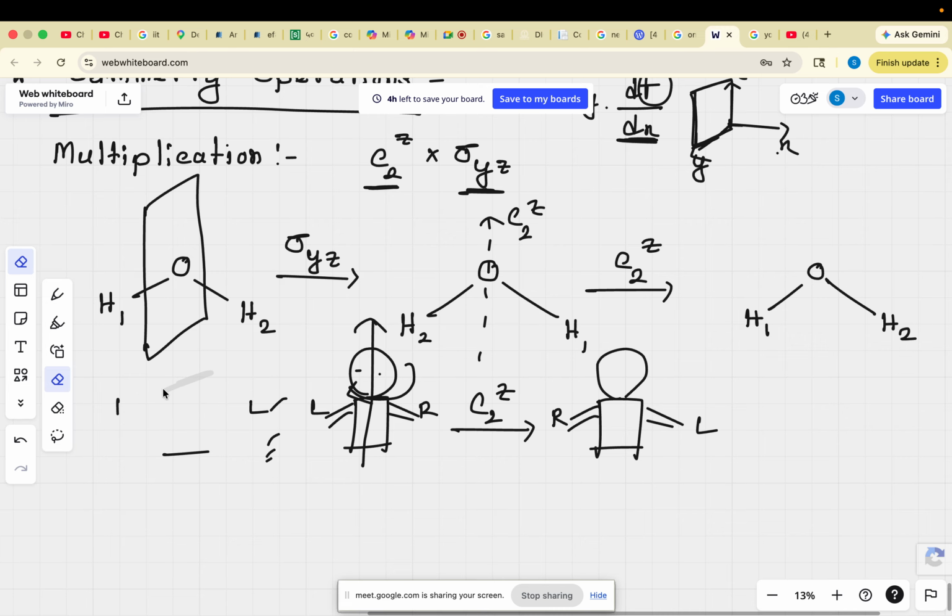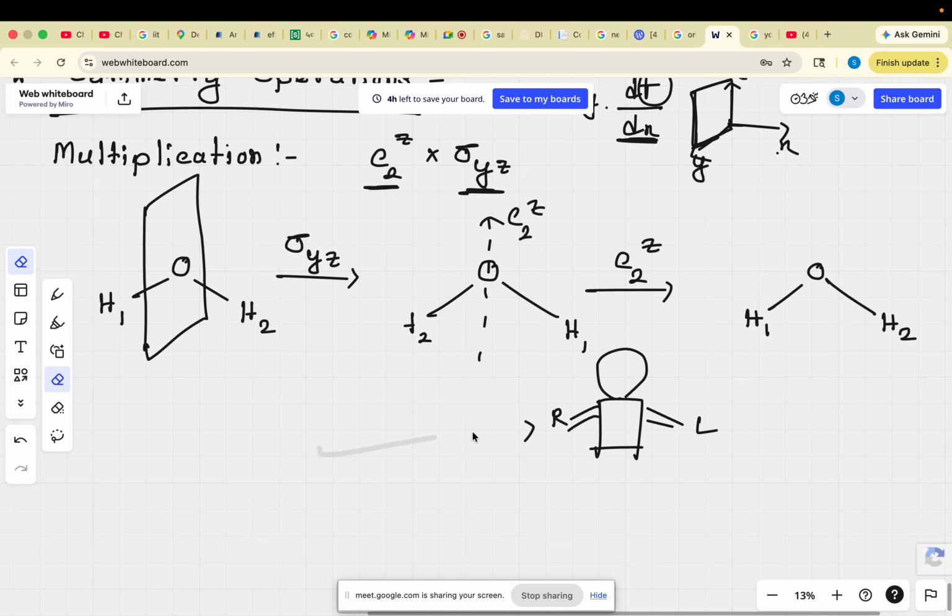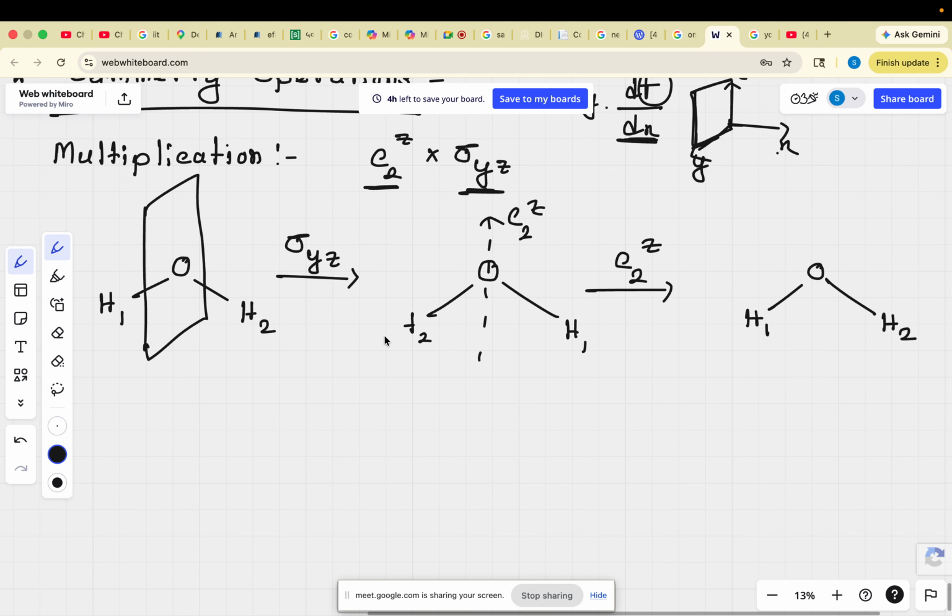The same thing is applicable to the molecule also. First of all you are taking the mirror image of that, so you are getting this h2 h1, and if you are rotating by 180 degrees, that is actually the back face, and we will show the back face like this. That represents the back face of the molecule. This is the front face and this is the back face.